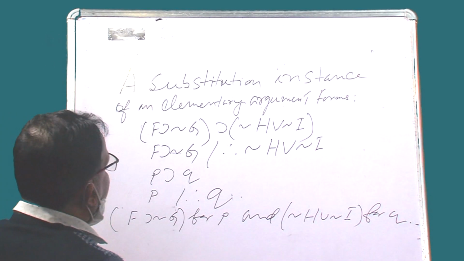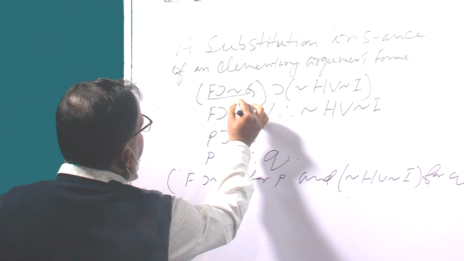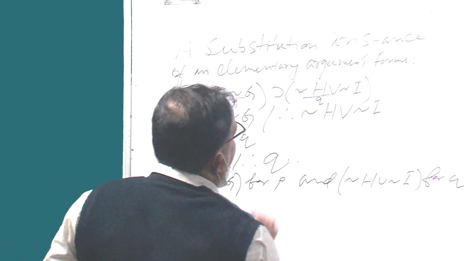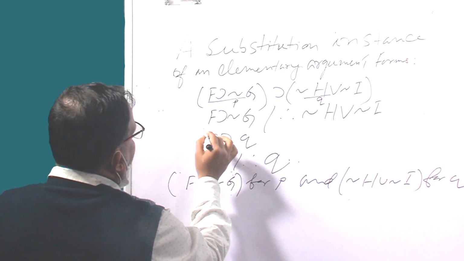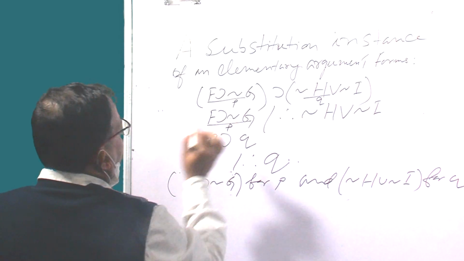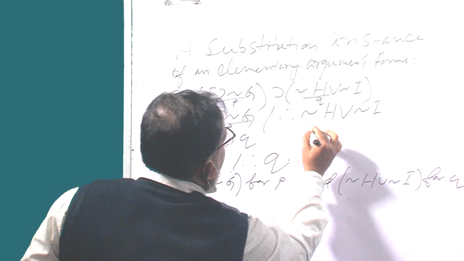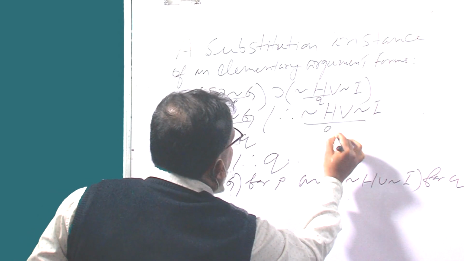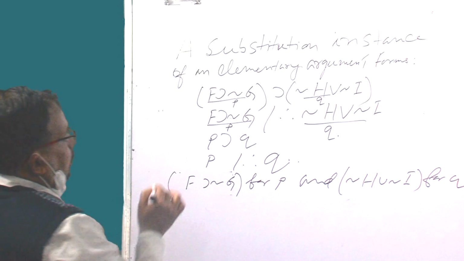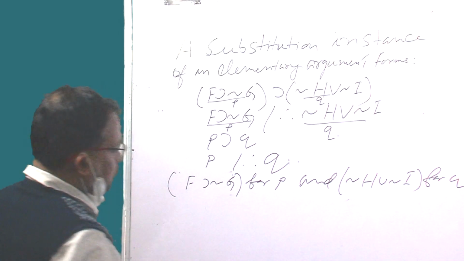So now you see, dear learners, if we take P and Q for H fell negation I, then this is P for F implies negation G. So the result will be Q. So this is a formula from P implies Q, P, therefore Q.